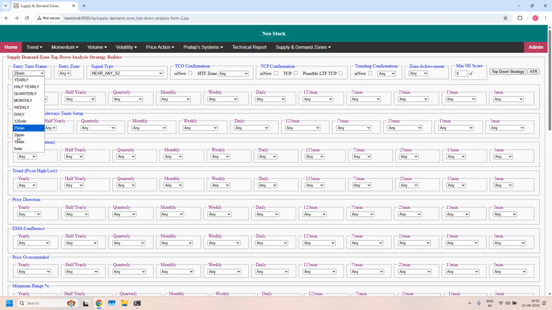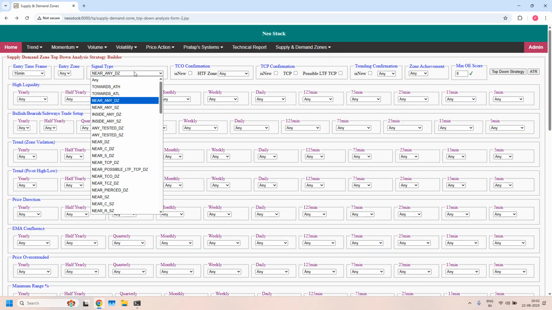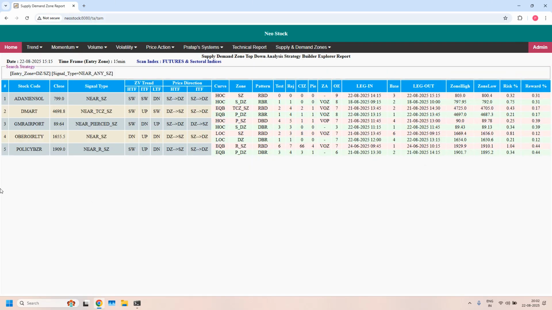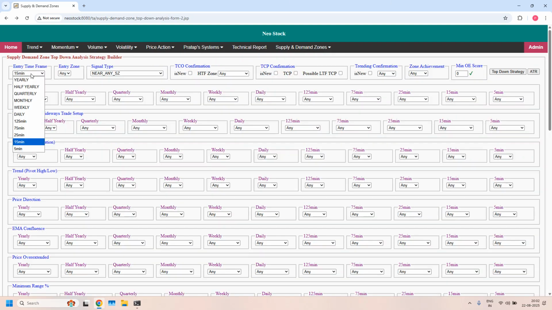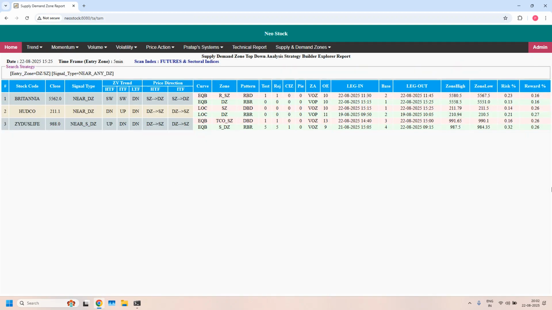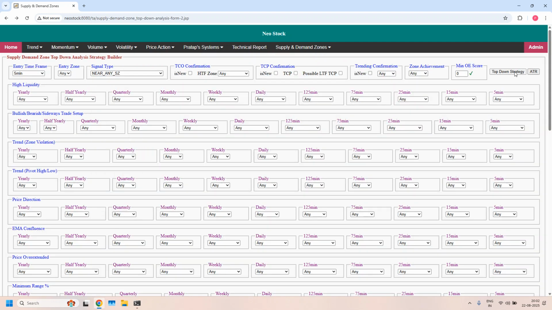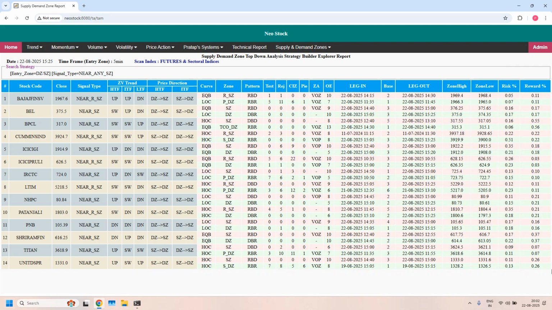Next time frame is 15 minutes. Stocks near to the 15 minutes demand zone, we got 3 stocks. Next, stocks near to the 15 minute supply zone, we got 5 stocks. Next time frame is 5 minutes. Stocks near to the 5 minutes demand zone, we got 3 stocks. Next, stocks near to the 5 minute supply zone, we got 14 stocks.